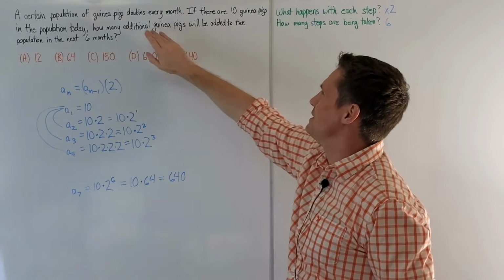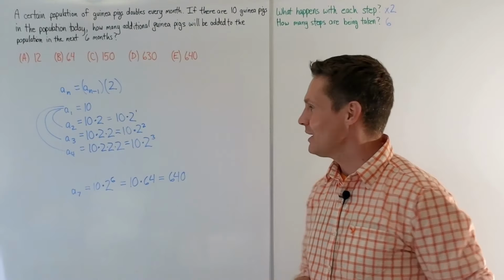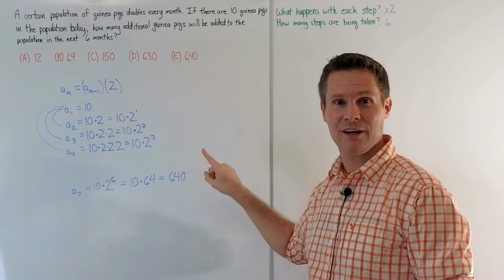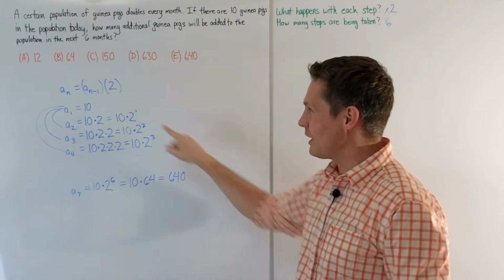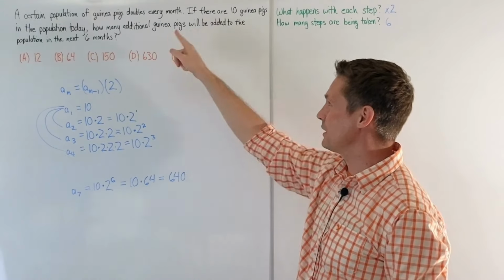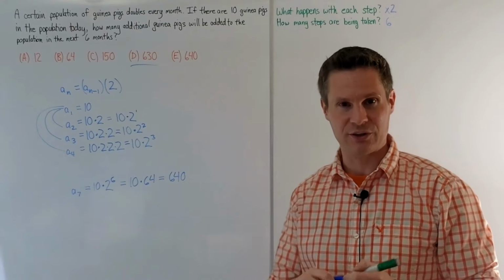How many additional guinea pigs will be added to the population in the next 6 months? So this represents the number of total guinea pigs we have at the 6-month mark. We recognize we started with 10, so we have to subtract that 10 back off to figure out how many additional guinea pigs we've got. Answer choice D, 630 it is.